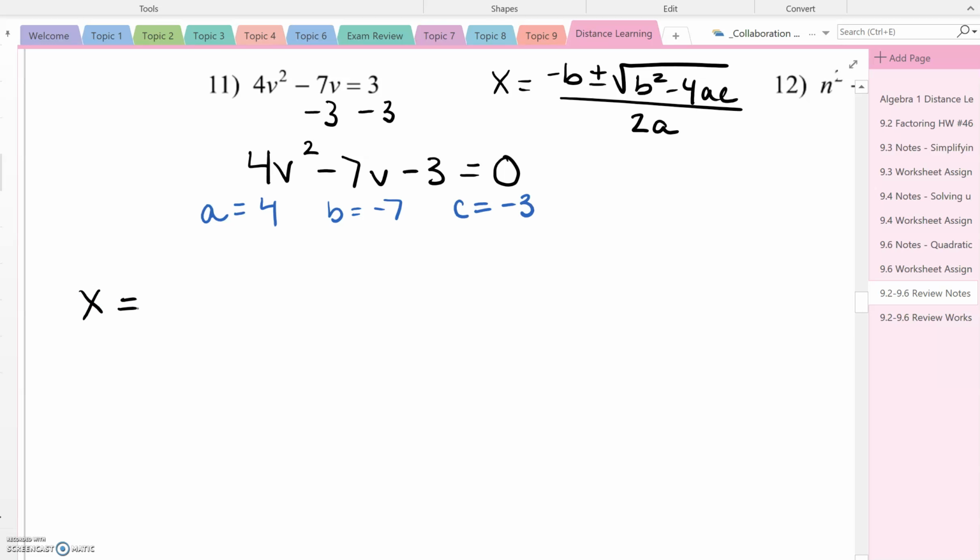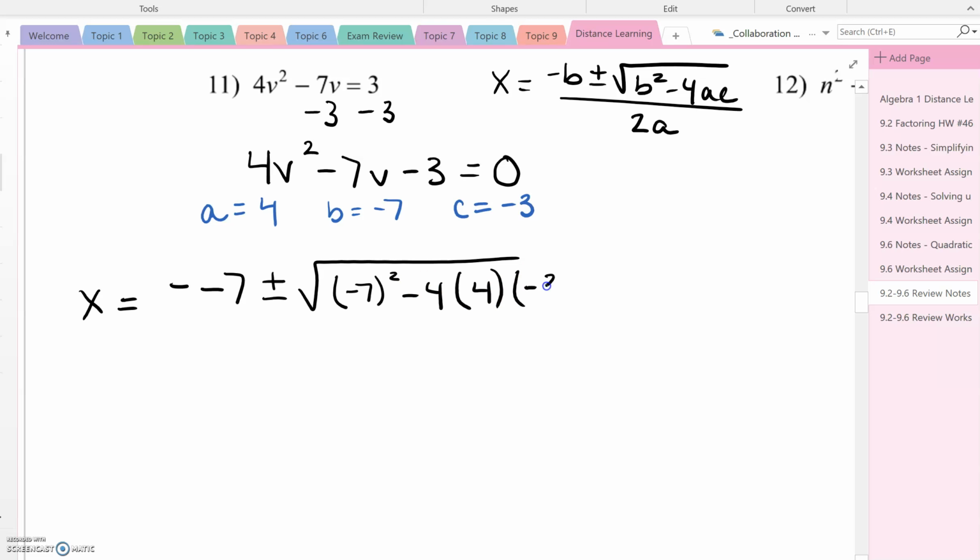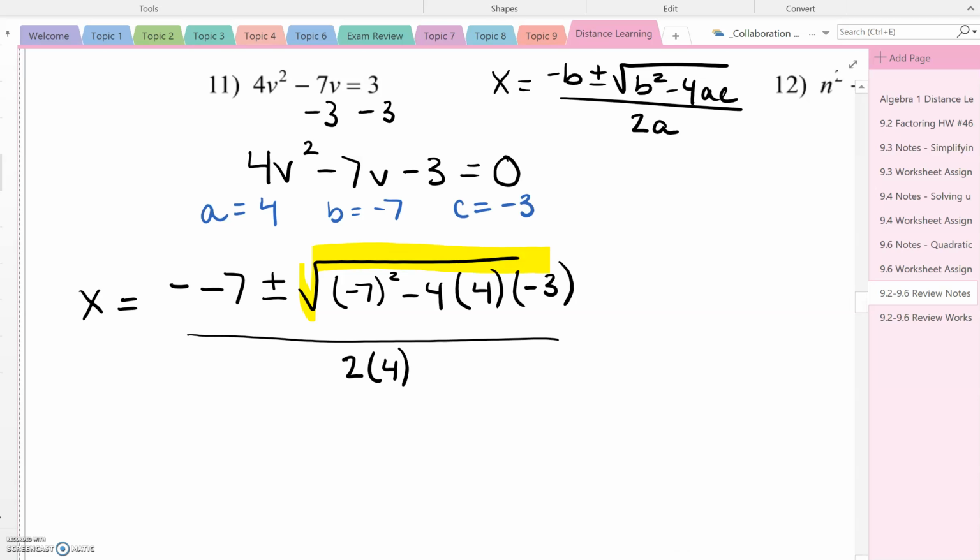Plugging these numbers into the quadratic formula, we have negative b, so negative 7, plus or minus the square root of b squared, so negative 7 squared, minus 4 times a, which is 4, times c, which is negative 3, all over 2 times a, which is 4. Let's go ahead and start to simplify. Remember that we start with the square root part.